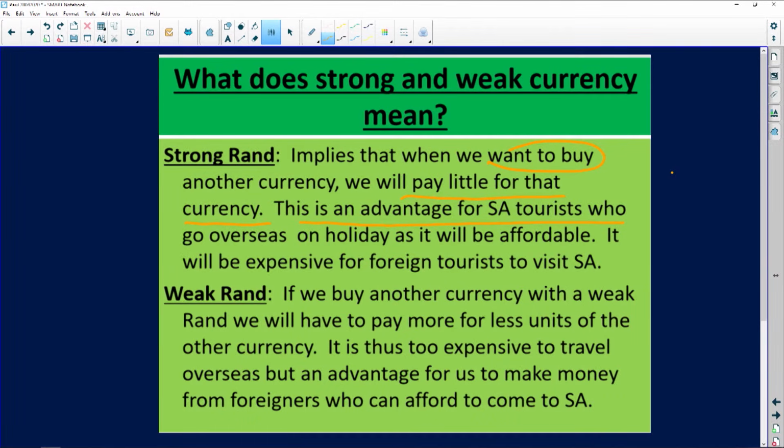All right, so this is an advantage for South African tourists to go overseas on holiday. Our rand is strong. We've got a lot of money. When we go to another country, we don't have to exchange much, the ratio between our currency and their currency is small, so the gap makes it possible for us to have cheaper holidays overseas.